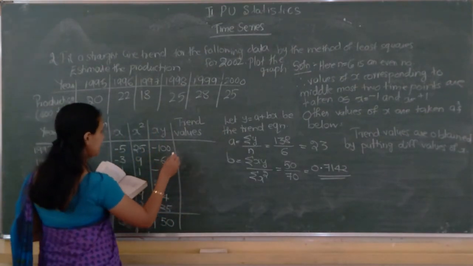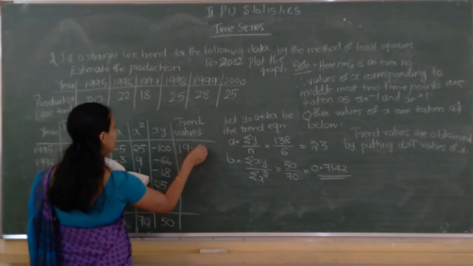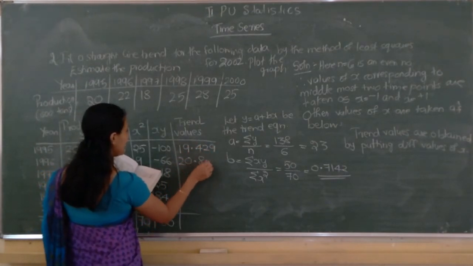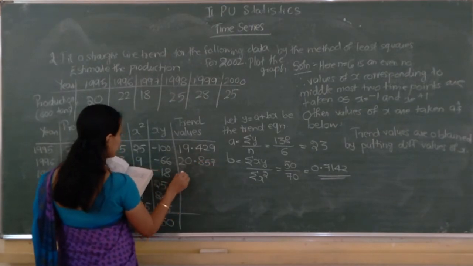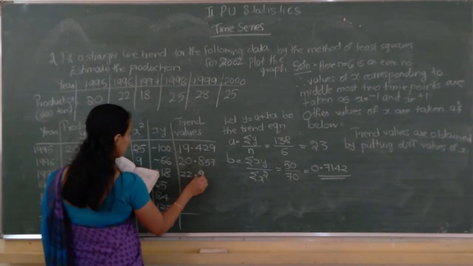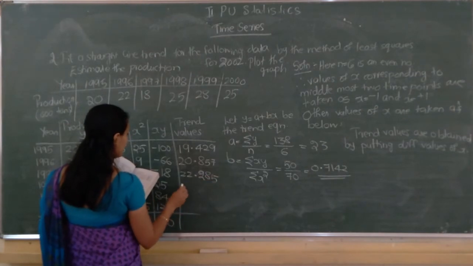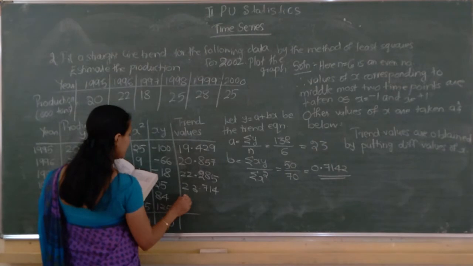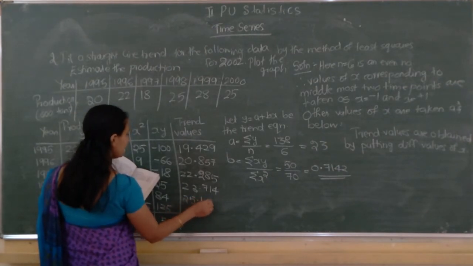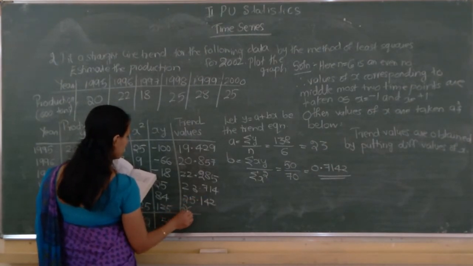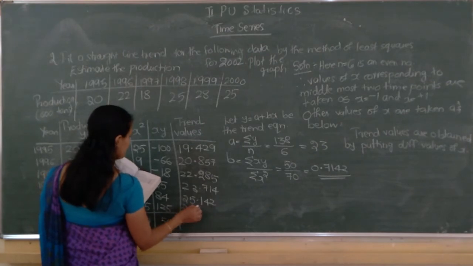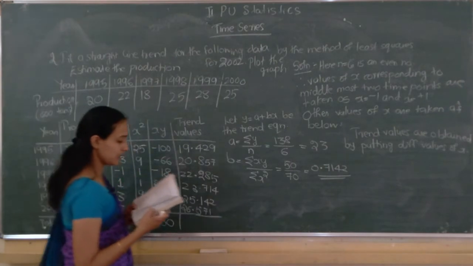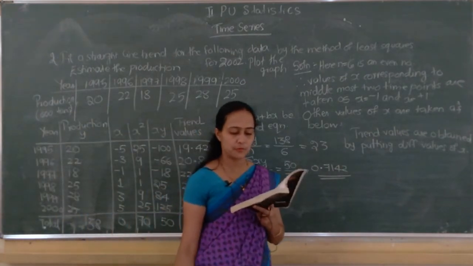First one is 19.429, second one is 20.857, third one is 22.285, 23.714, 25.142, 26.571. So a total is not required actually. Okay, that much is over.